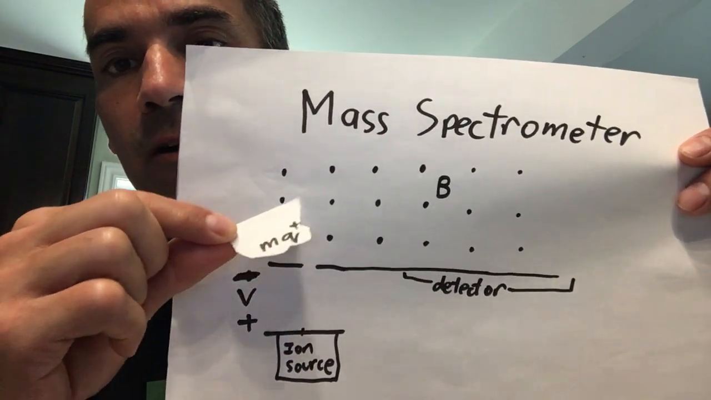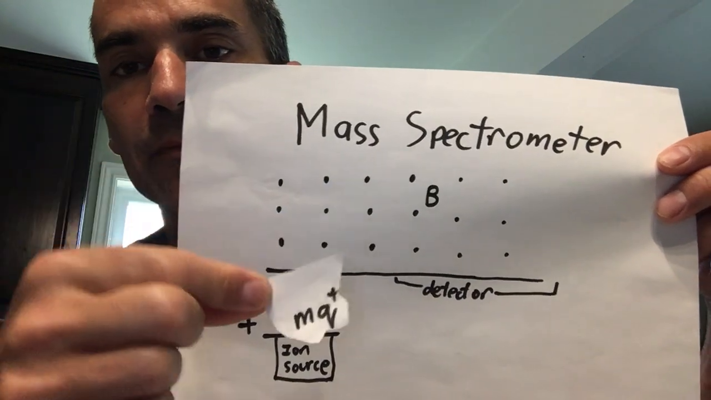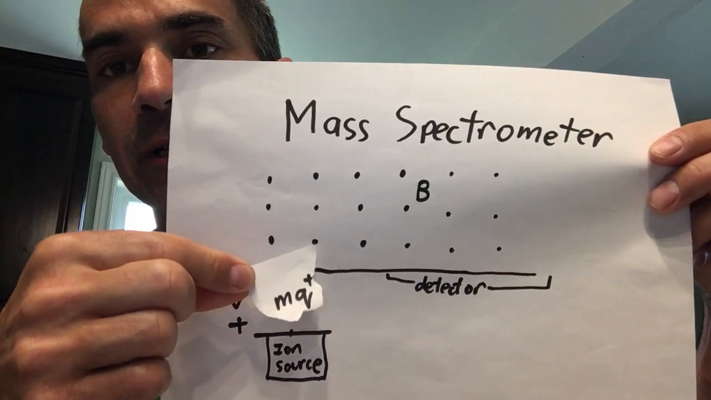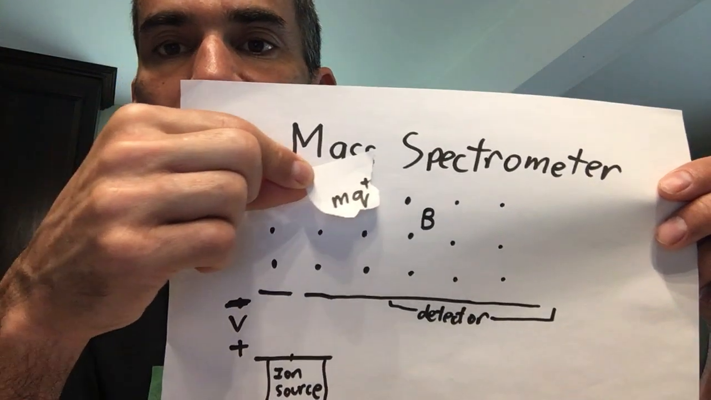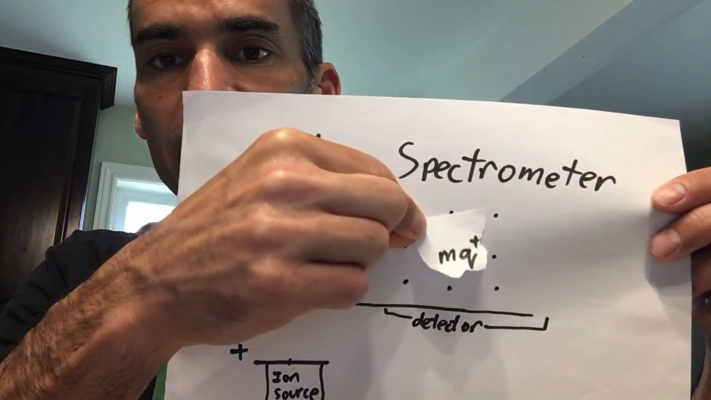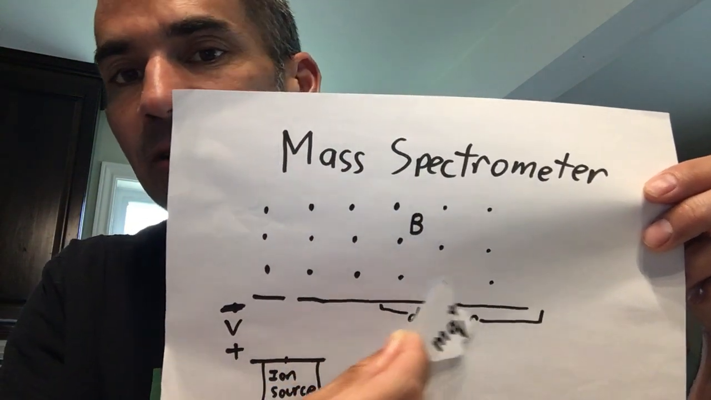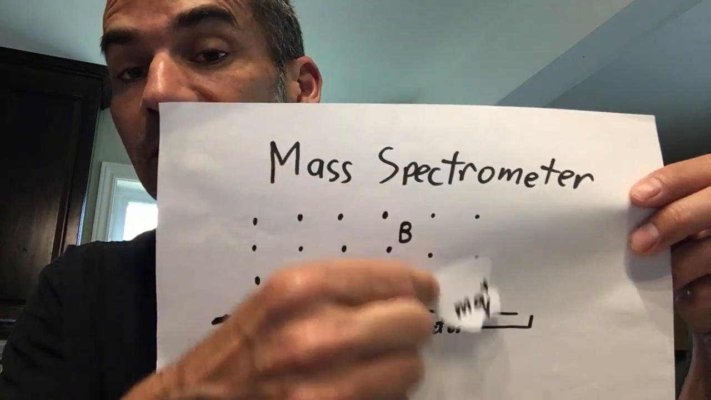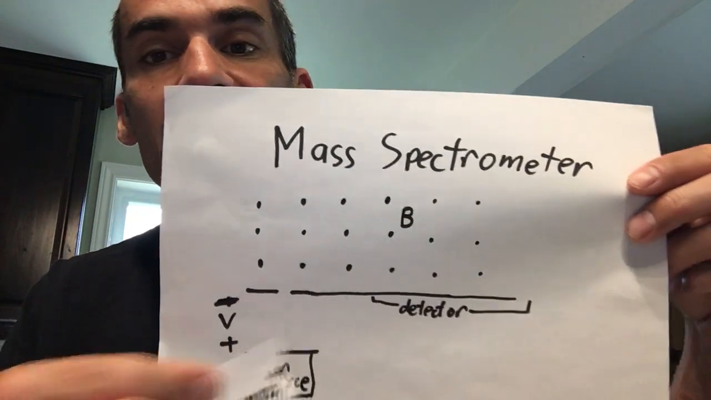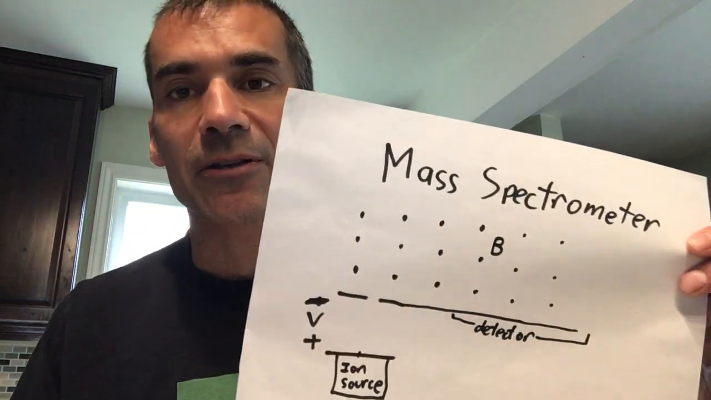Remember, these dots all mean that the magnetic field is coming out of the page towards you. So the charged particle, when it hits the magnetic field, receives a force. That force causes it to move in a circular motion where it hits a detector. Based on where it lands on the detector, we can determine the radius of its travel, and from there we can work backwards and determine the mass of the particle. So that's how you find the mass of a particle.